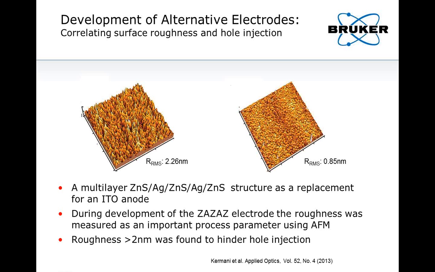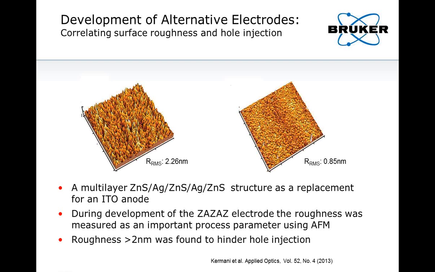So the researchers started originally out with a film that's about 2.3 or so nanometer rough, and then went on to less than 1 nanometer, and then found that if the roughness is below 2 nanometer, then the whole injection was close to optimum for their specific setup.